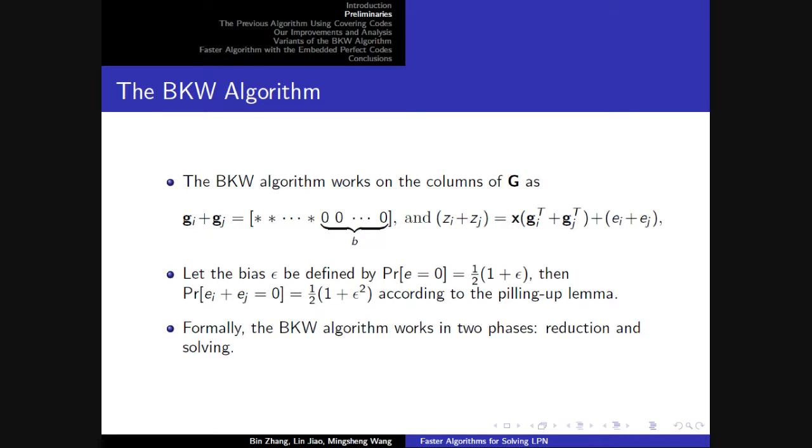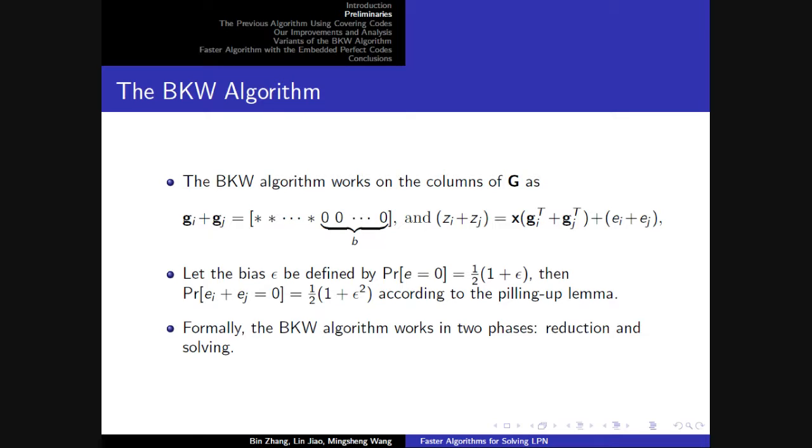We then look at the BKW algorithm. The BKW is proposed in the spirit of the generalized birthday algorithm. It works on the columns of G as follows. It looks for pairs of columns that collide on the last B bits, and then we accordingly update the data samples. It is easy to see that if we update the samples like this, then the new noise variable has this distribution according to the piling-up lemma.